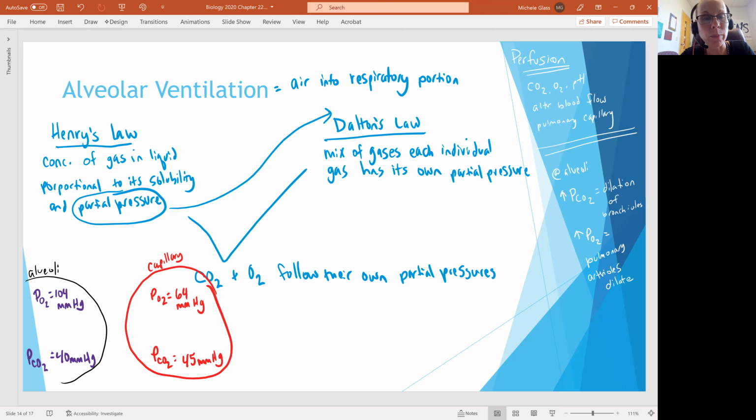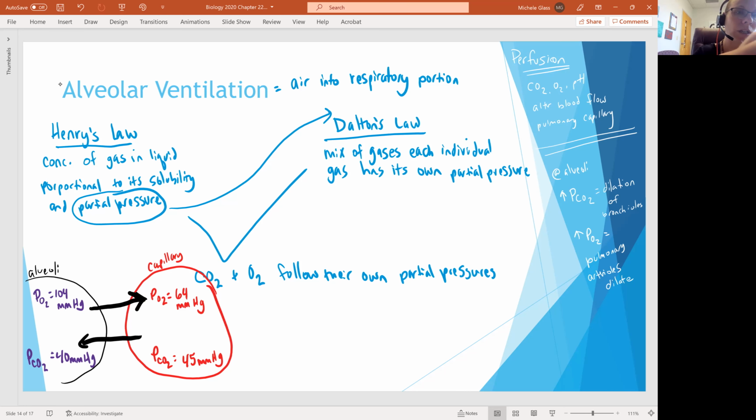So if we compare our partial pressures, we can see the direction that the gases move. The oxygen is going to move from the alveoli into the capillary. Make that really big. It's going from a high partial pressure of oxygen to a low partial pressure of oxygen. And then when we look at our CO2, we see the direction is the opposite way. So we see that the carbon dioxide gas is moving from the capillary into the alveoli.